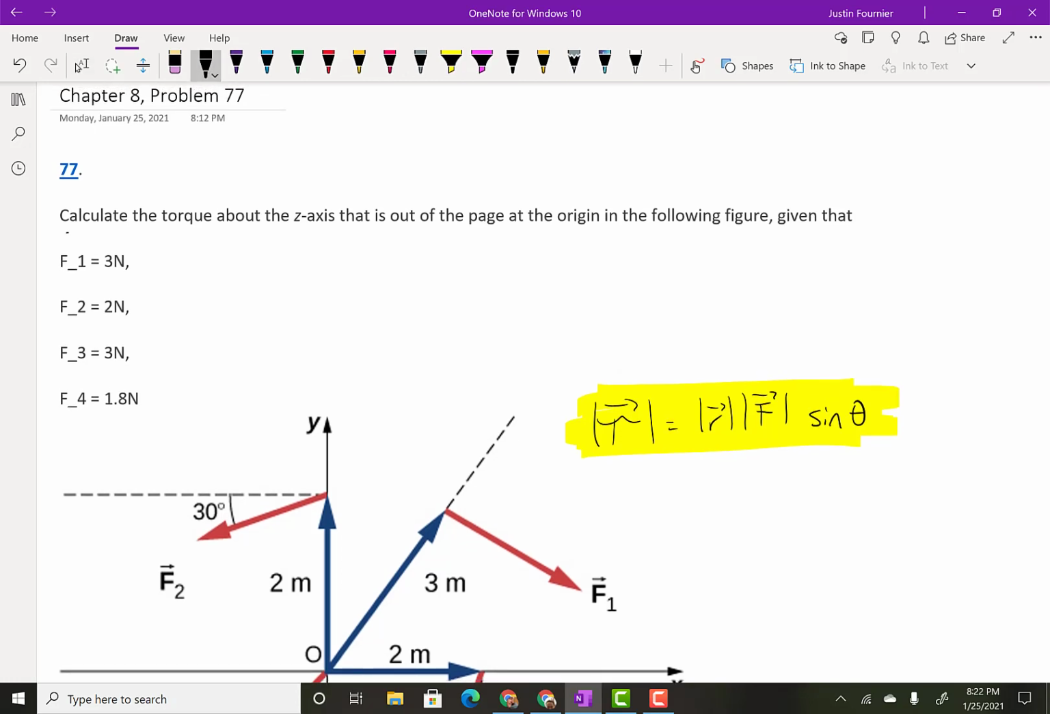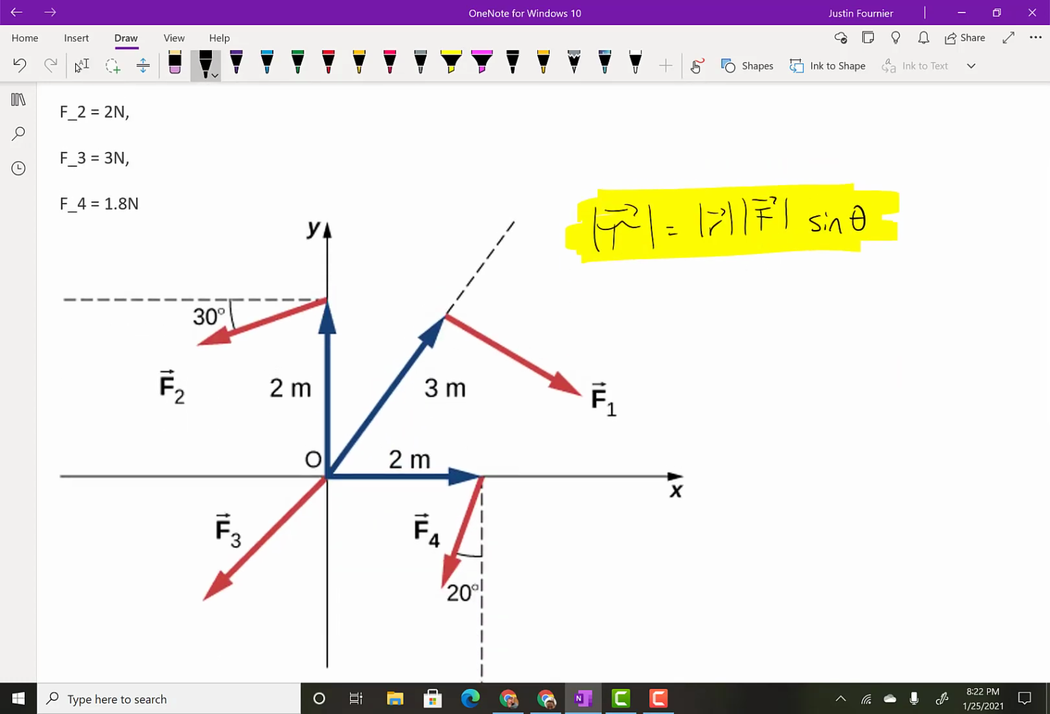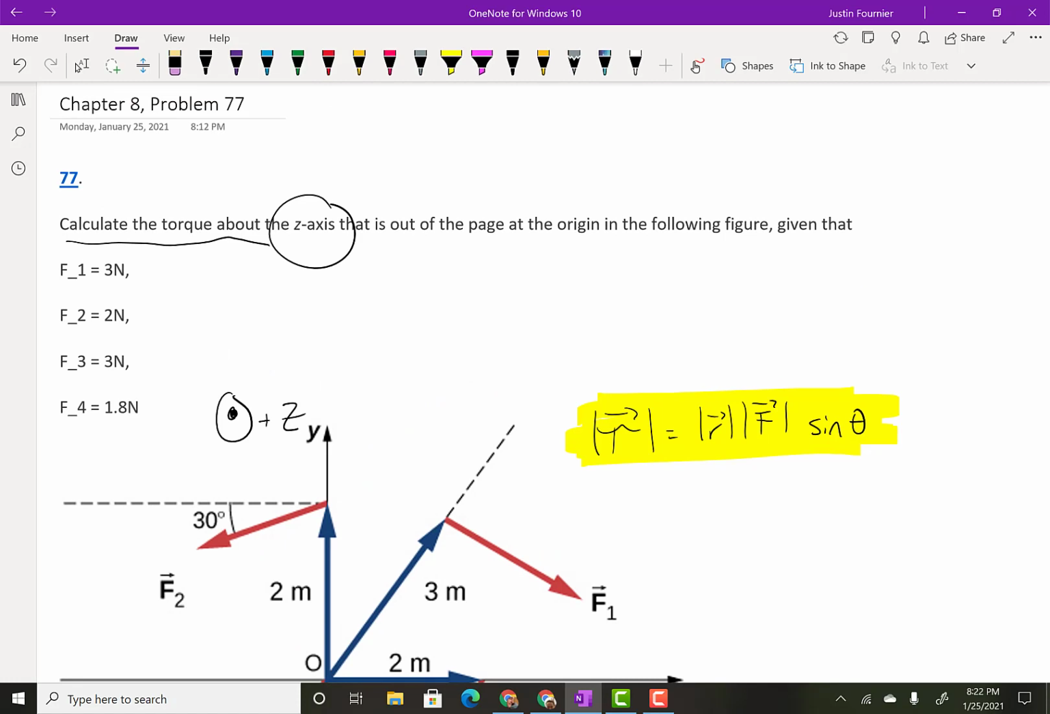So we get: calculate the torque about the z-axis. All of these torques are going to be about the z-axis because I have my y and x-axis here. My positive z-axis is going to go out of the page, where the negative z-axis is going to go into the page. We'll deal with that right-hand rule later.